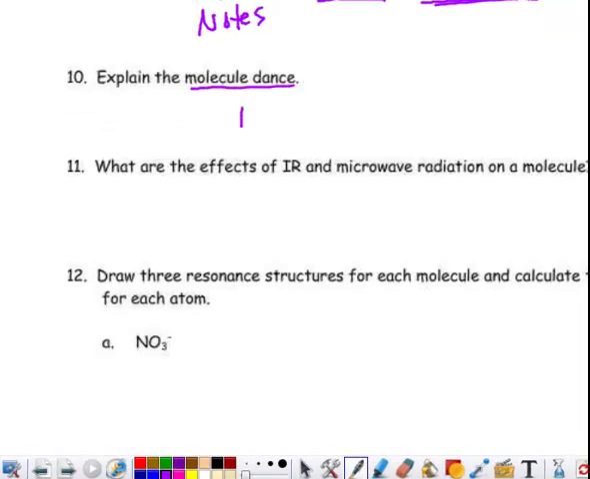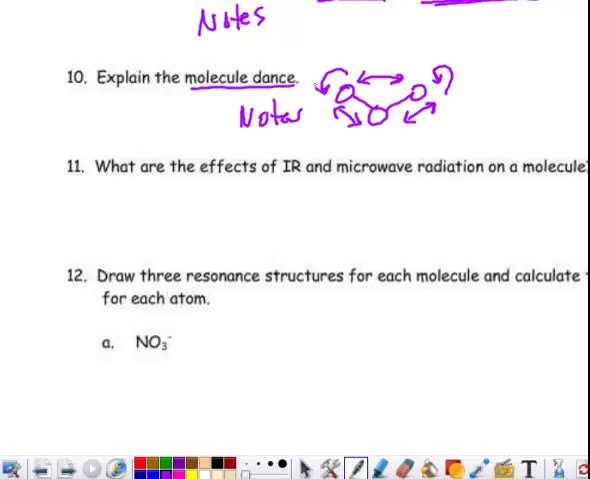The molecule dance, once again, that's in your notes as well. That would be where the bonds are constantly in motion. They're flexing in that direction. They're stretching either symmetrically or asymmetrically in that direction. And also they are rotating. So the molecule dance is you hold your arms out, there's your head, and you do the molecule dance just like water.